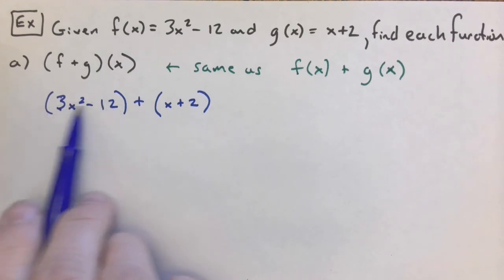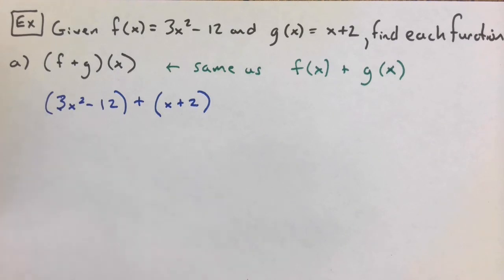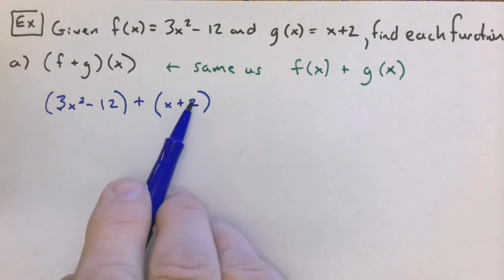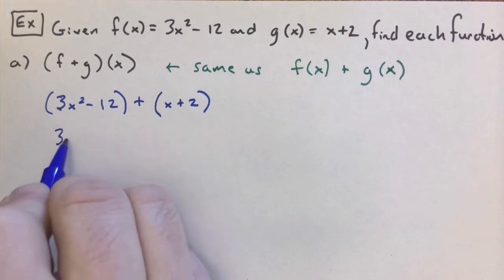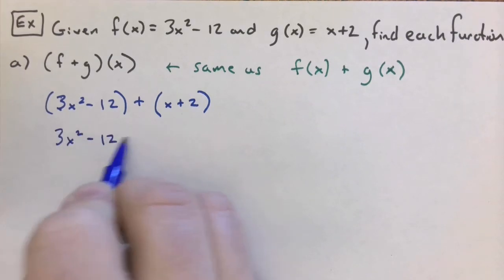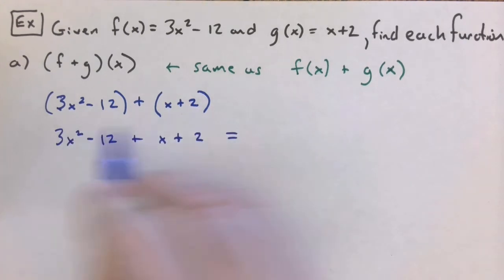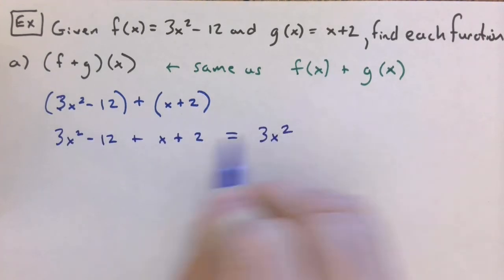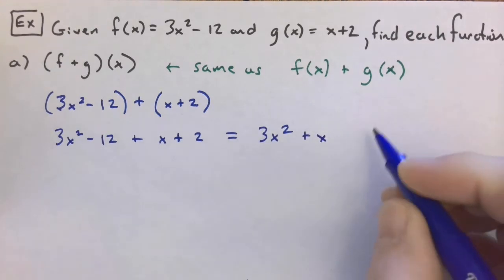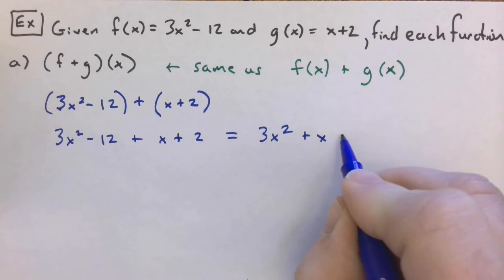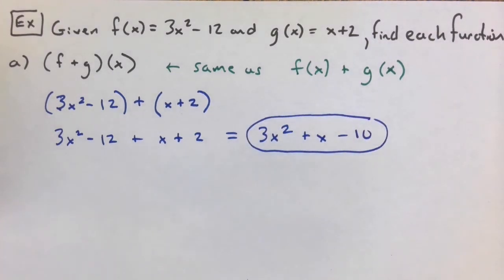This first set of parentheses, we can just drop those off. There's nothing in front there except for that invisible 1. And in front of the second set of parentheses, we just have an addition symbol. So on both of these, we can just drop those parentheses off and then combine our like terms. We just have one x squared term, we just have one x term. We have a couple of plain numbers here, negative 12 plus 2 is negative 10, and that is our final answer.